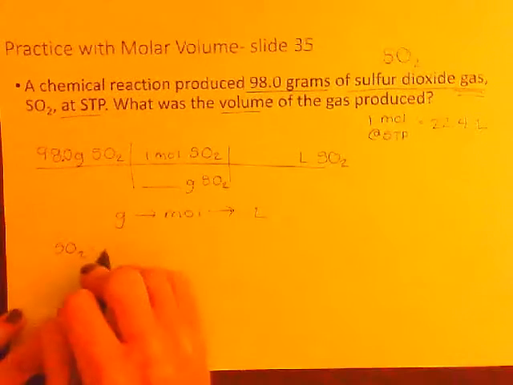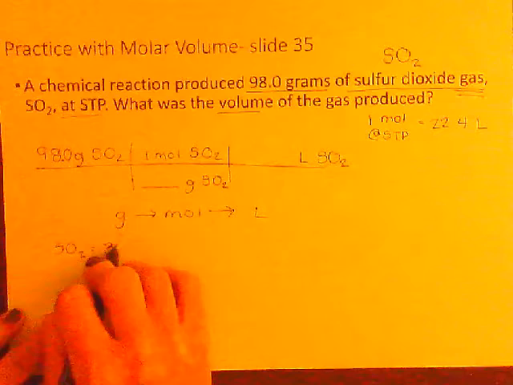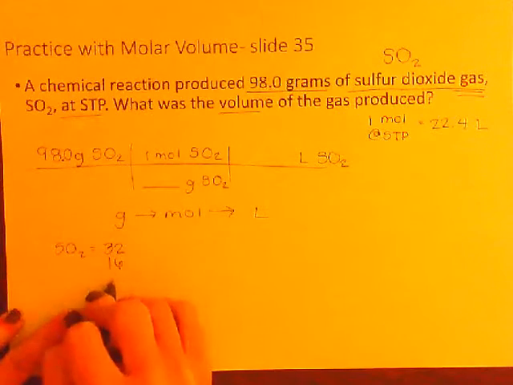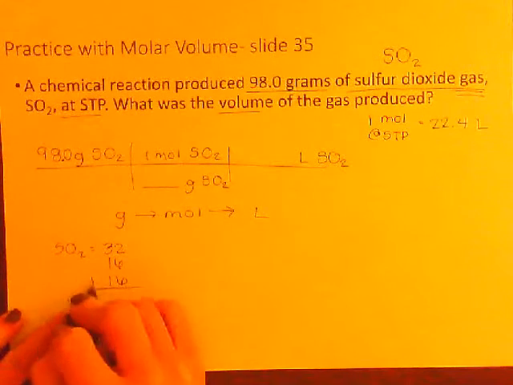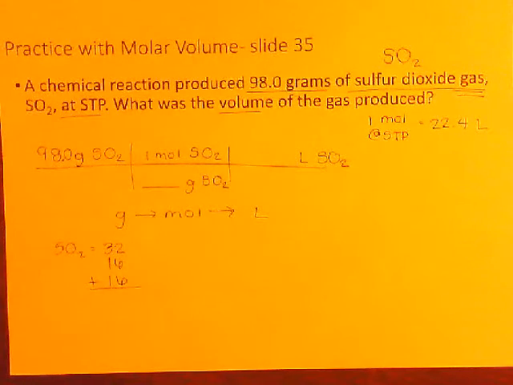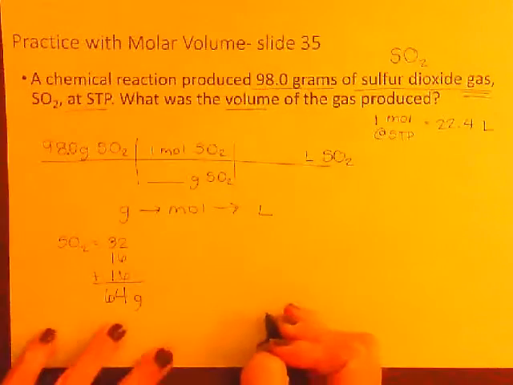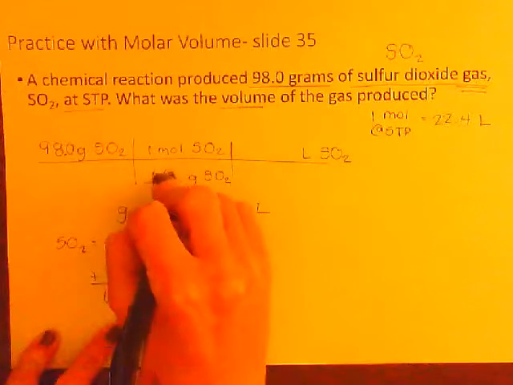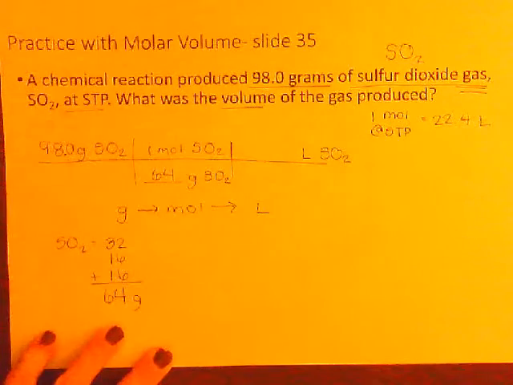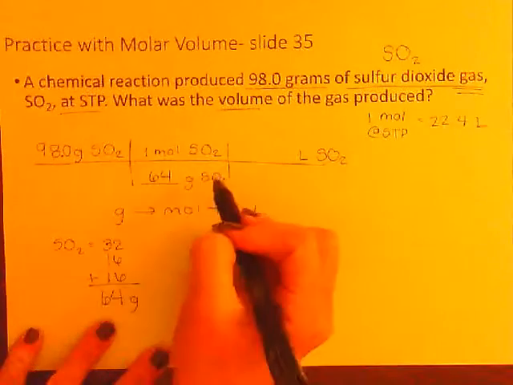Let's come back over here and think about it. You know that sulfur weighs 32. You know that oxygen weighs 16. And please note that there are 2 oxygens. Let me go ahead and put this in my calculator because I don't trust my brain at this time of night. That gives us 64 grams. We know that 64 grams of sulfur dioxide represents 1 mole. That's what we've been doing, guys.